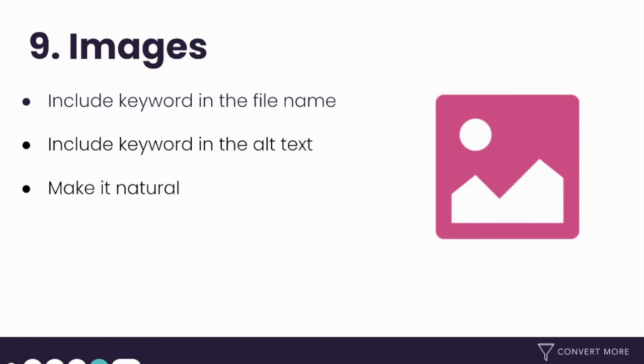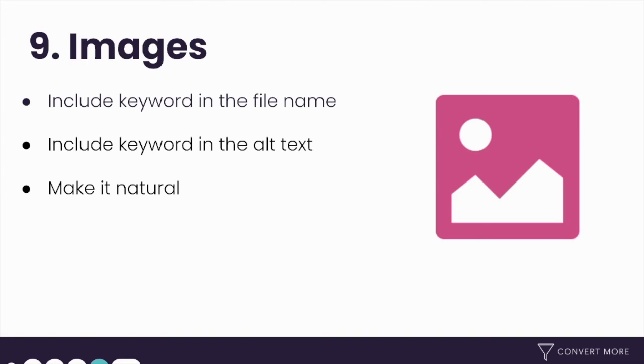Number 9, your images. Hopefully you're using images on your website. Images help. Images are good for the brain. They help you read things visually. But Google can't actually see these images. So this is where it's really important to optimize your images with keywords. Optimize the file name and the alt text with your keywords. It helps Google to understand what the page is about. It also helps people with disabilities. They're going to be able to read your page and understand it too.